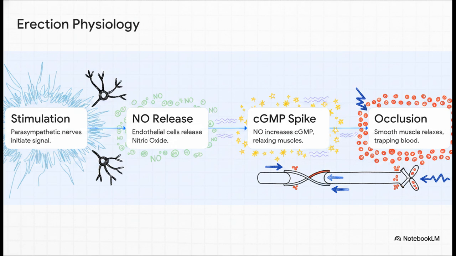And what the cGMP does is it forces the smooth muscles to relax, which allows arterial blood to just flood right in. As the tissue expands, it physically compresses the exit veins. This creates a biological valve that traps the blood, giving us an erection, at least until sympathetic nerves step in later to reverse the entire process.